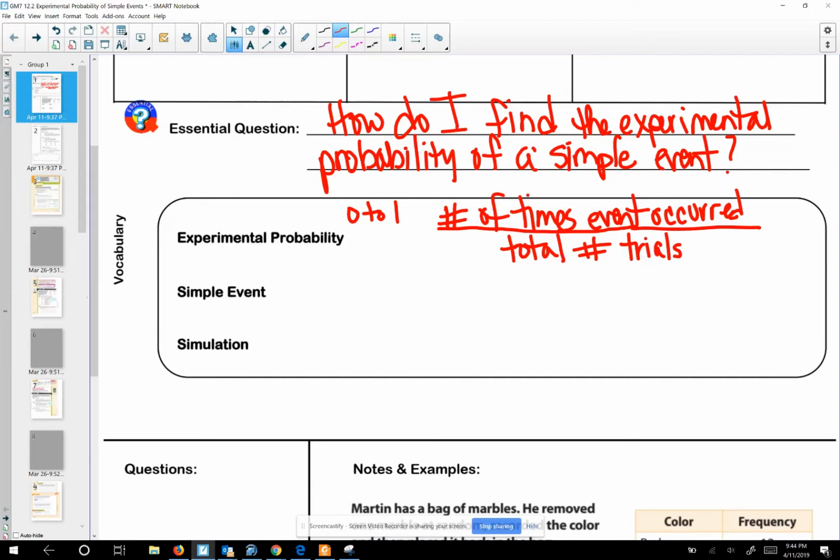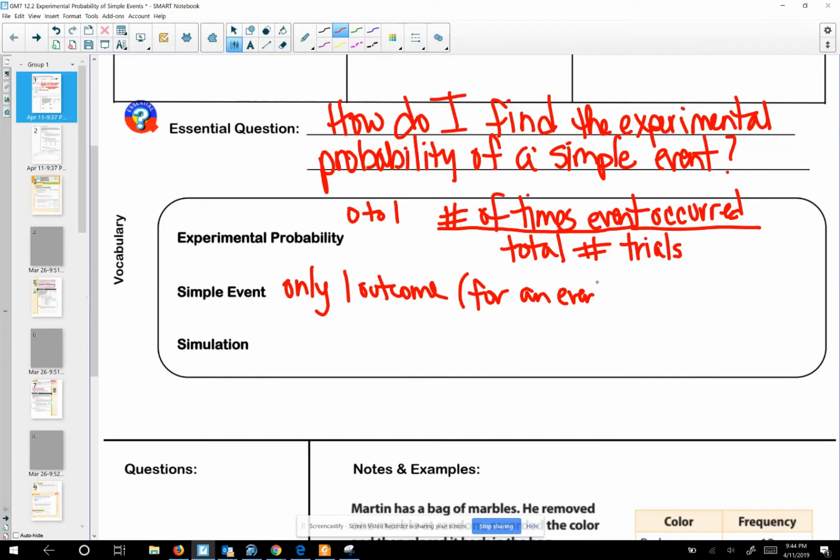All right. A simple event refers to something where there is only one outcome. And this would be for an event if you want to add that on there.